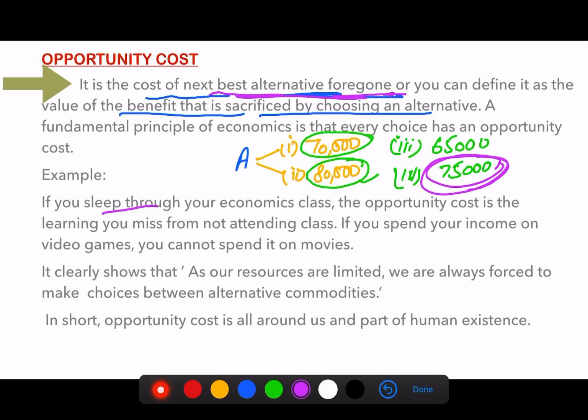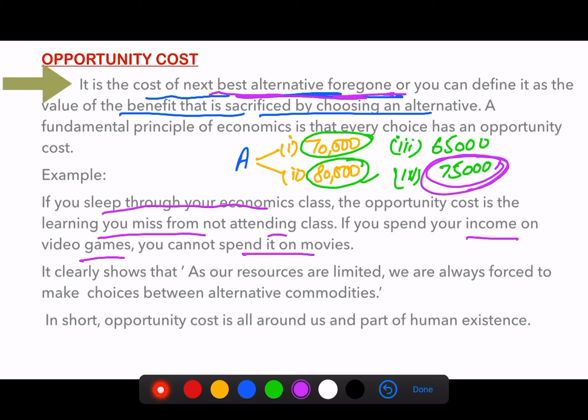Like if you sleep through your economics class, the opportunity cost is the learning you miss from not attending the class. Or if you spend your income on video games, you cannot spend it on movies. That is also your opportunity cost. So it clearly shows that as our resources are limited, we are always forced to make a choice between different commodities, and opportunity cost is all around us and a part of human existence. So we can say that every choice has an opportunity cost.